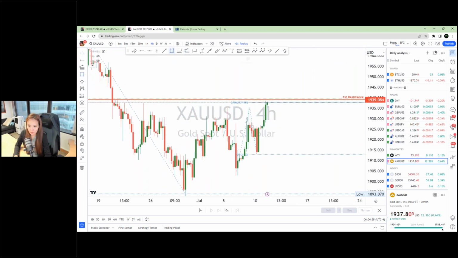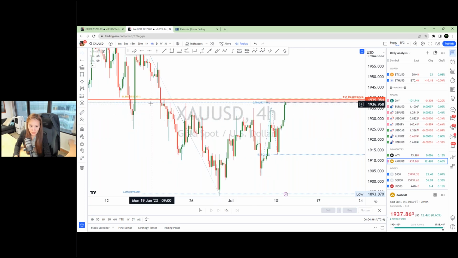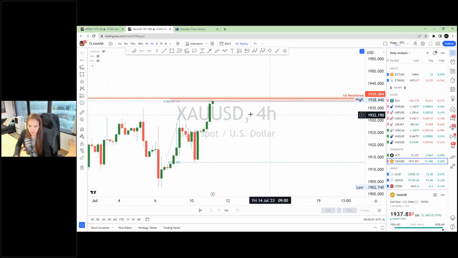This is the zone that you want to sell, which is 1937 to 1940, let's say, because in this area we have confluence. This is the 78.6 projection, right? This is the projection, and we have the 61.8 retracement.